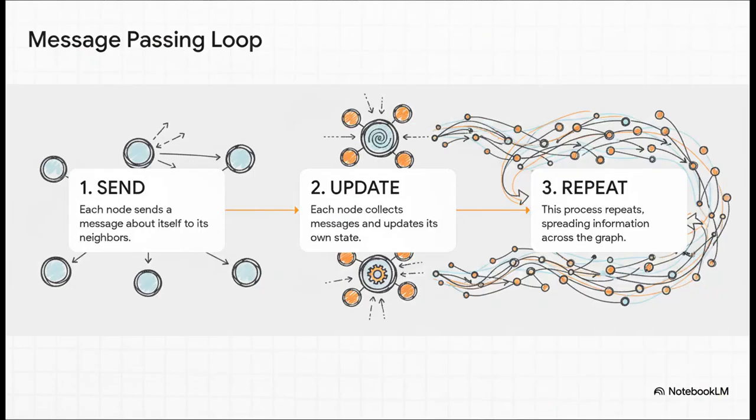And the way it works is just a simple repeating loop. It's really just 3 steps. Step 1, send. Every single node shouts out its current state to its neighbors. Step 2, update. Then, each node listens to all the messages it got and uses them to update its own state. And step 3, repeat. You just do that over and over and over again. And with every single cycle, that information travels one step further out into the network.